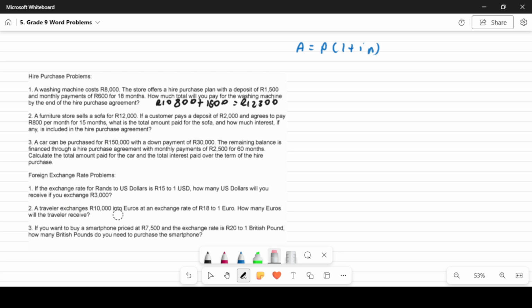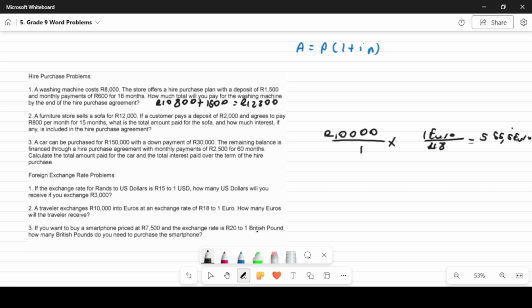A traveler exchanges 10,000 Rand into euros at an exchange rate of 18 Rand to 1 euro. How many euros will the traveler get? And I will do my method, you do the other method. So you'll do the method where you equate both the equivalent ratios. So 10,000 over 1 multiplied by 1 euro over 18 Rand. So therefore you divide by 18, and get 555,5 recurring euros.